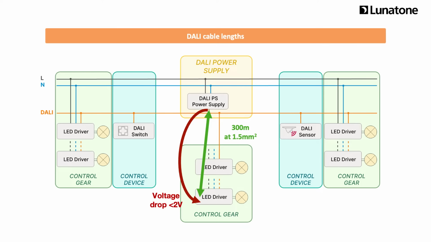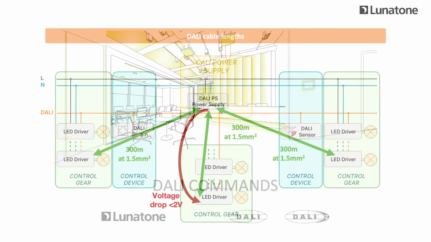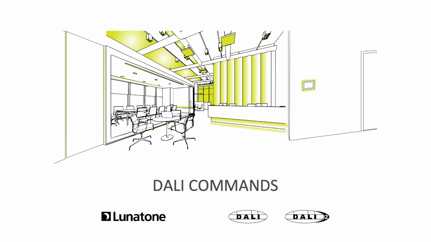This allows 300 meters in any direction, achieving a wiring length of 600 meters, while the DALI specifications are still met. And this is not only possible in one direction, but star-shaped in all directions. Now that we have discussed wiring and the DALI power supply, let's have a look at the DALI communication next.